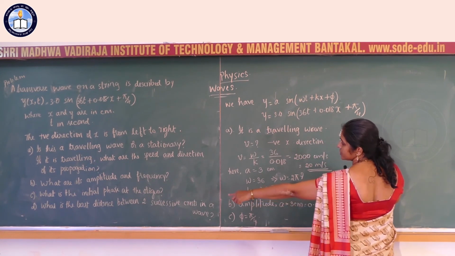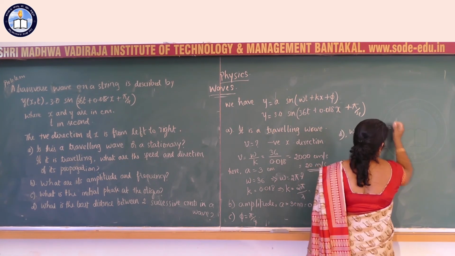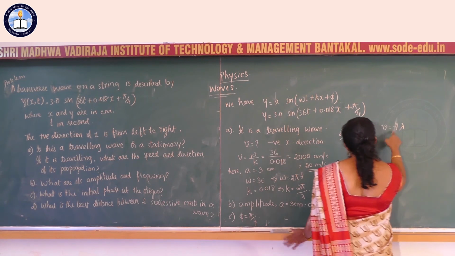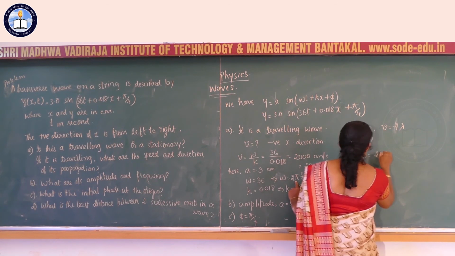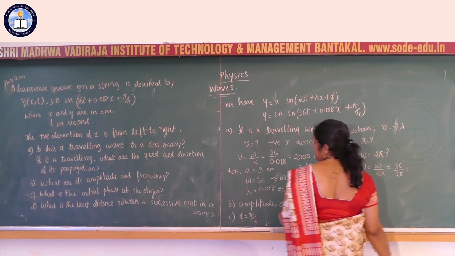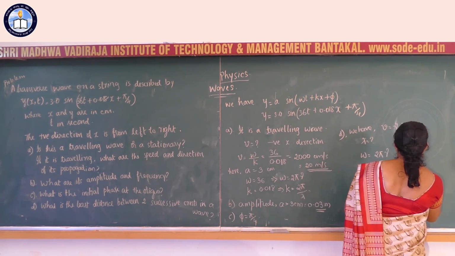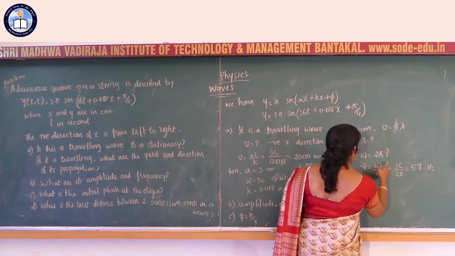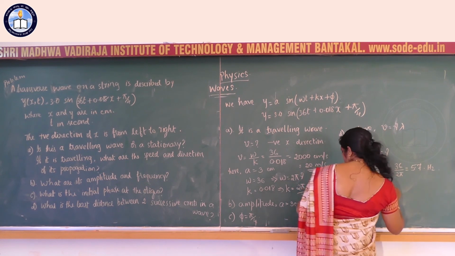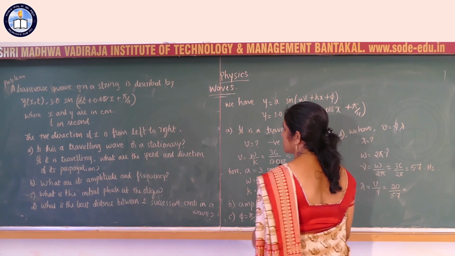Next, the last: what is the least distance between two successive crests? That is nothing but lambda. To find the value of lambda, we have v is equal to nu lambda. Nu is the frequency, lambda is the wavelength. To find the value of nu, use the relation omega is 2 pi nu, so nu is omega by 2 pi. Omega is 36, so 36 by 2 pi. The frequency appears to be 5.7 hertz. Using this in the previous equation, lambda is v by nu. v is 20 meter per second, nu is 5.7, and the wavelength of the wave appears to be 3.49 meter.